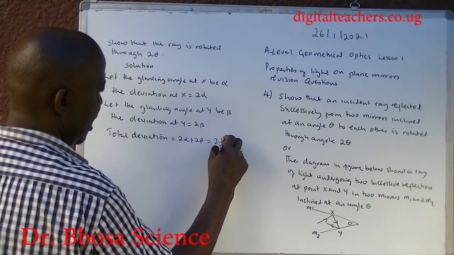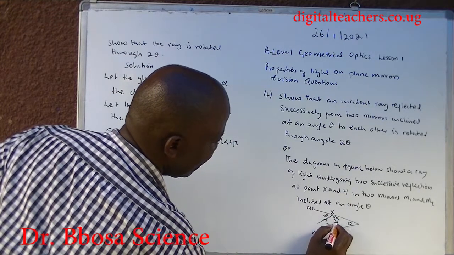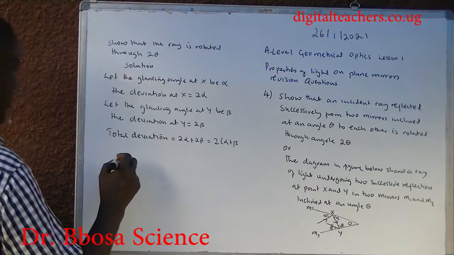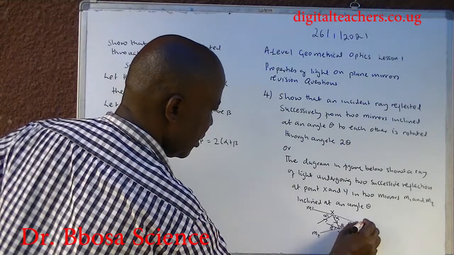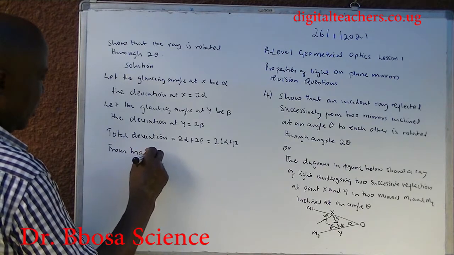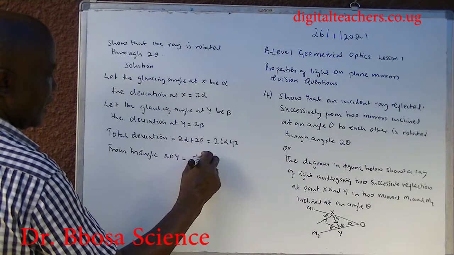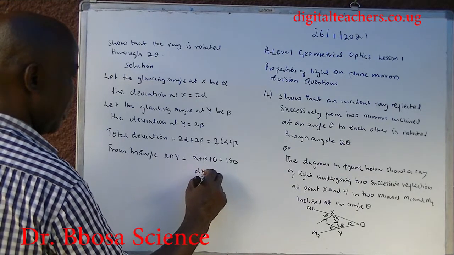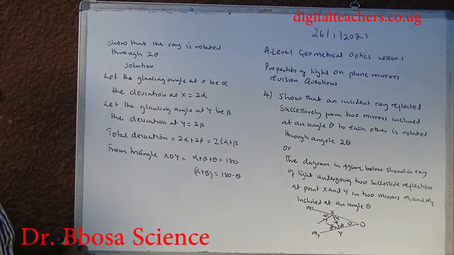Is equal to 2 into alpha plus beta. So we have alpha here, we have alpha there, we have beta there, we have beta here. From the triangle XOY, alpha plus beta plus theta is equal to 180. Alpha plus beta is equal to 180 minus theta.